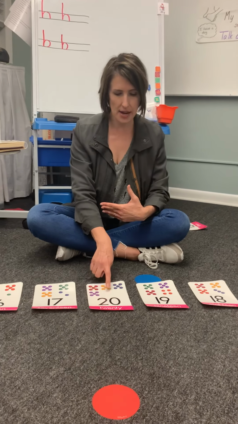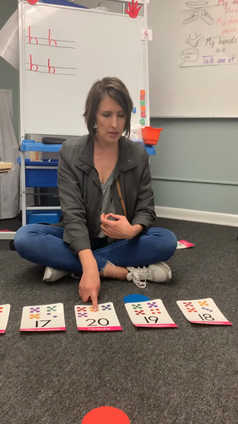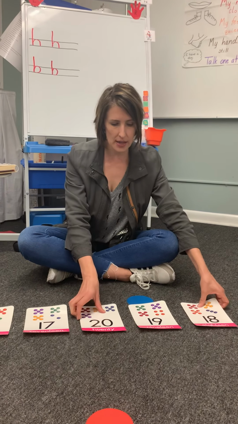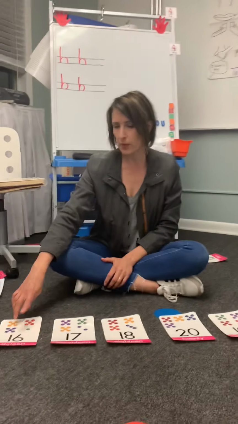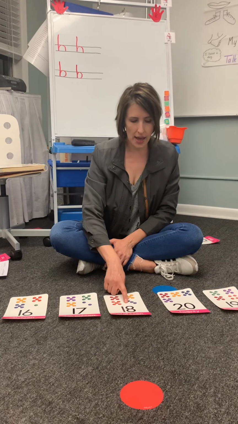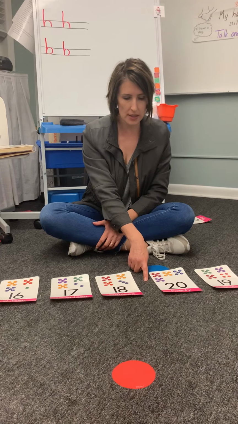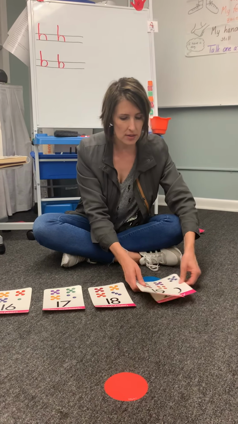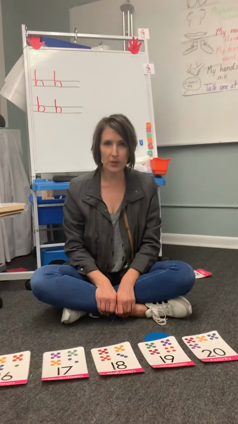What comes after 17? 18. But that's not 18, that's 20. 18 would look like a what? A 1 and an 8. So let's move the 18 over here. So let's see if we've got them in the right order yet. 16, 17, 18. What comes next? What comes after 18? Why, it would be 19. Let's switch those out. There you go. Now we have them in the right order.